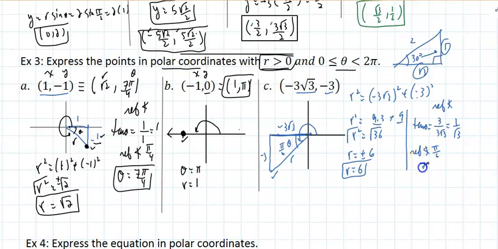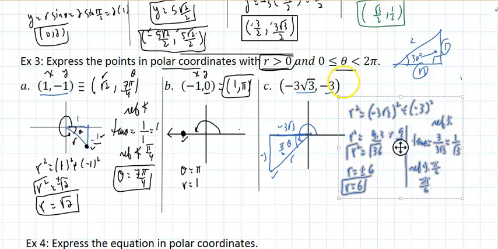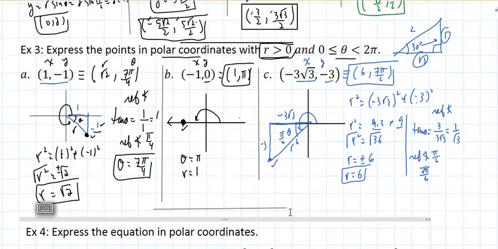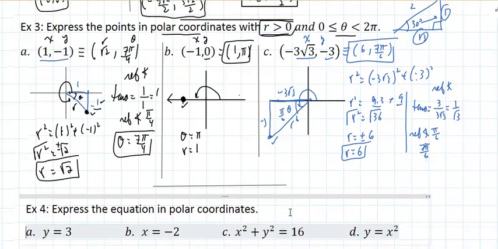So I could say this point is the equivalent of, you could say equal, it doesn't matter. This is x and y. R and theta, you put r first. If you rotate to 7 pi over 6 and you move 6 units in that direction, you will end up being at the same location. And that's how this works. Now, what if they gave me an equation?